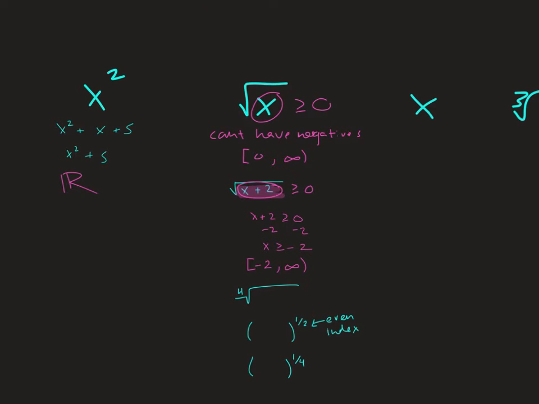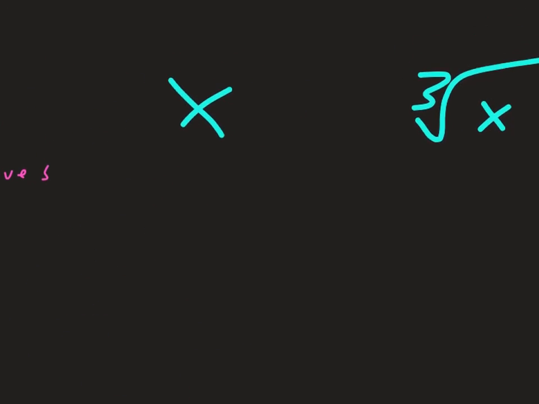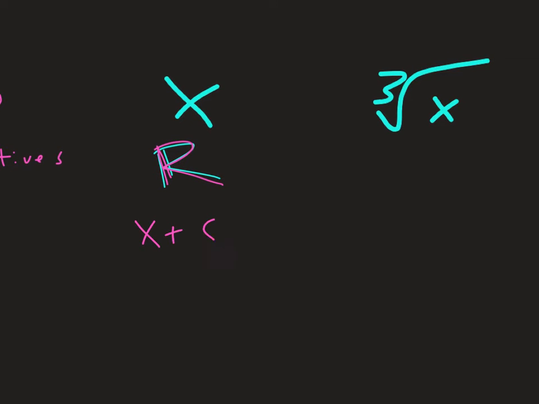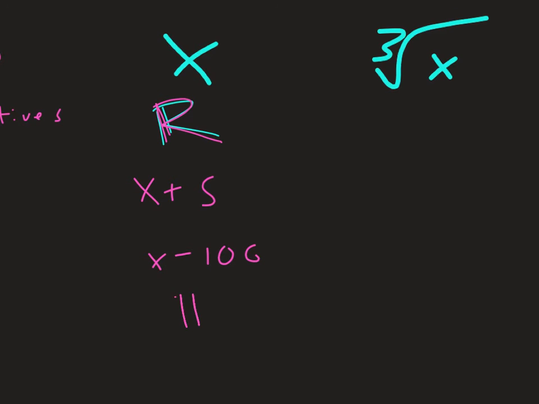All right, what about for x? If we just have an x term, nothing happening to it, just an x. What do you think our domain is? All real numbers. And this would work for x plus 5, x minus 100. We can have all real numbers here. Anytime we have an x, we don't have a square root happening to it, we have all real numbers.